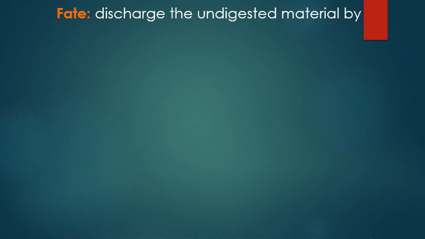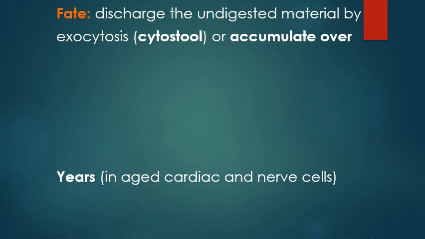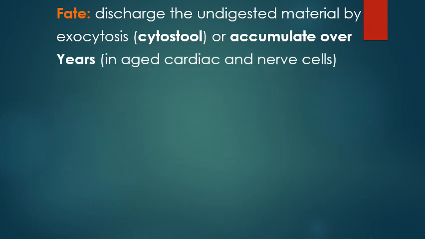Fate of the residual body: discharge of the material outside the cell by exocytosis, or it might accumulate over years in aged cardiac and nerve cells, as nerve cells and heart cells are not dividing cells; they are mature end cells. As the cell increases in age, the residual bodies increase in number in such cells.